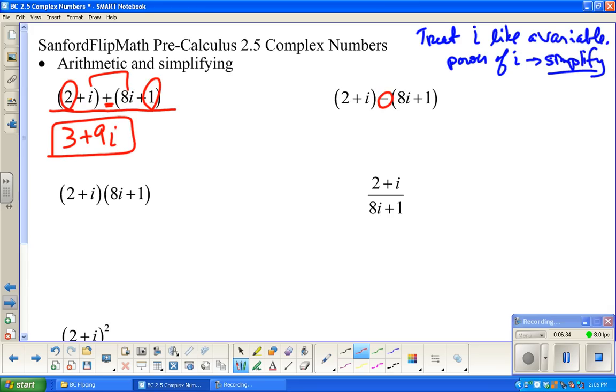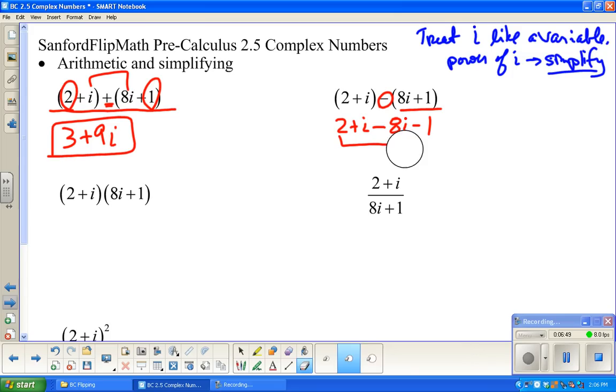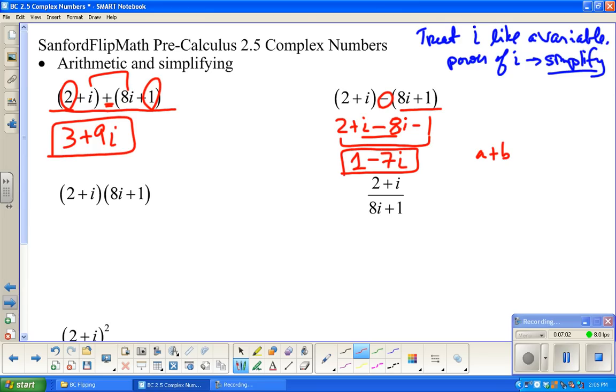This one, you have to subtract the whole quantity here. So for some people, it's going to make this a little easier if we actually, in effect, distribute that negative. Okay, so now 2 minus 8i, I'm sorry, rewind. Well, you don't need to rewind, I need to rewind. 2 minus 1 is 1. i minus 8i is negative 7i. So this is in a plus bi form. That's the form it needs to be in.